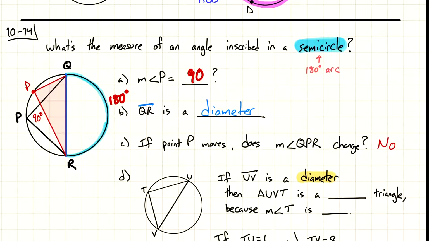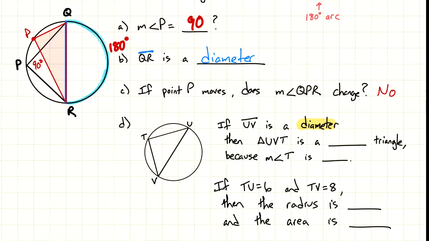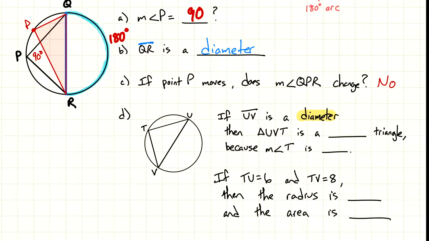All right. So part D is a kind of separate problem, but related to this topic. So it's a new diagram we're looking at. If UV is a diameter, okay, perfect, just like the other problem, then triangle UVT is a blank triangle. What kind of triangle would you call this? All we know is UV is a diameter. And so what does that make this triangle? What kind of triangle is it?